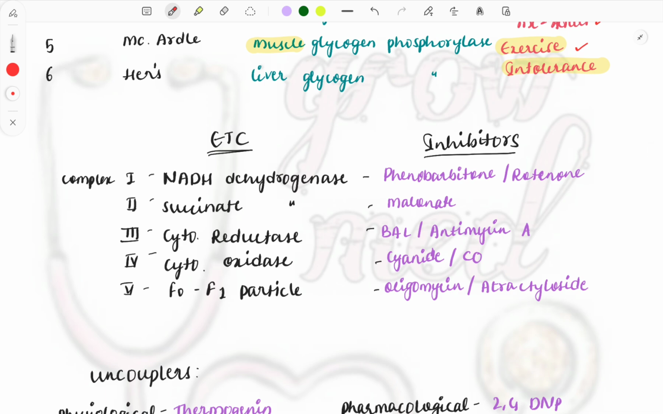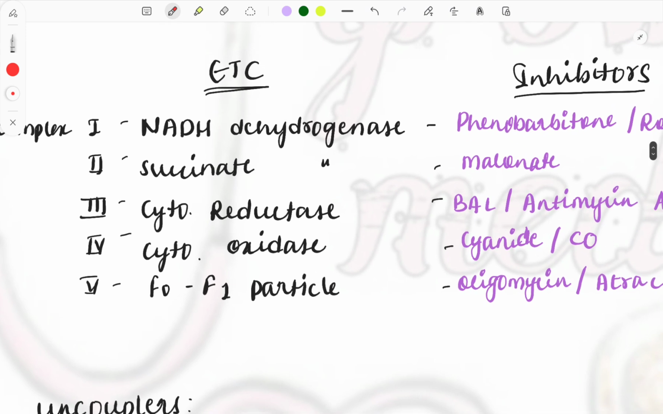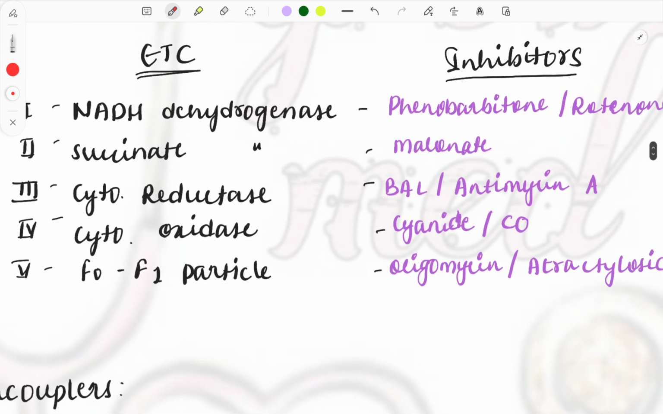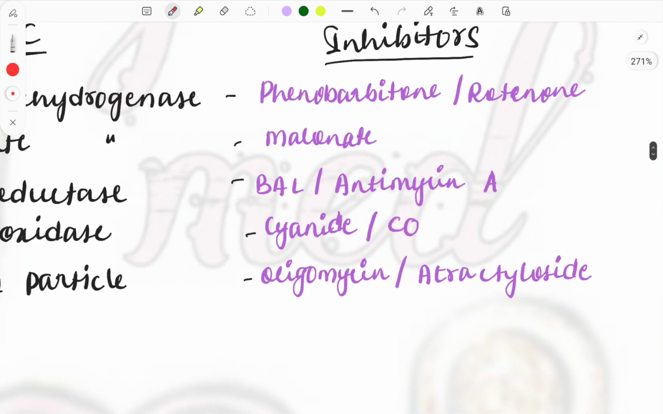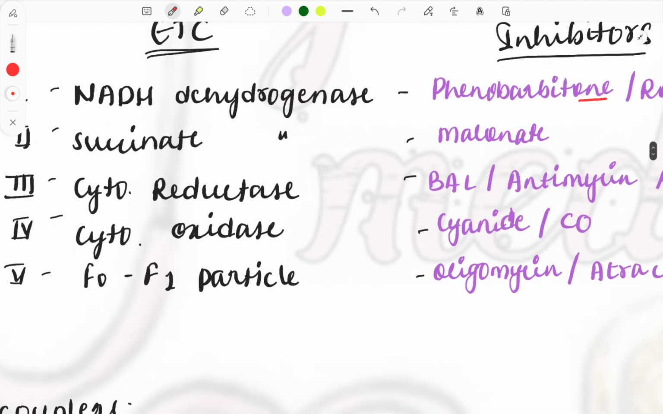So there are 5 complexes you need to know, along with the names and the inhibitors, which compounds inhibit these ETC complexes. Complex 1, NADH dehydrogenase. The inhibitors are phenobarbital and rotenone. How will you remember it? 1 and 1. Phenobarbital 1, rotenone 1. Okay. Then succinate dehydrogenase, it will be malonate.